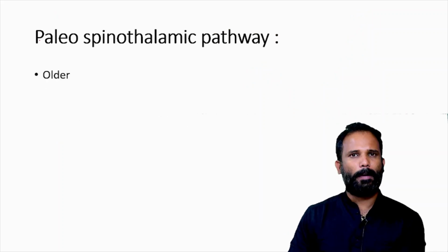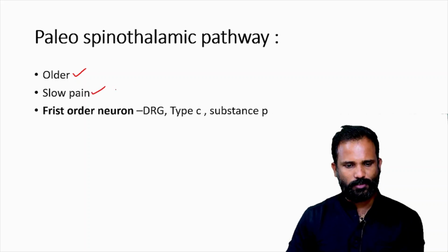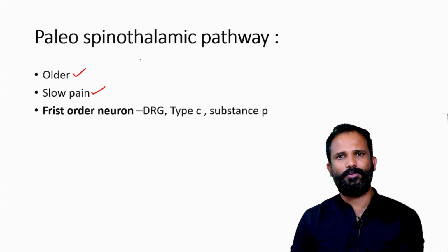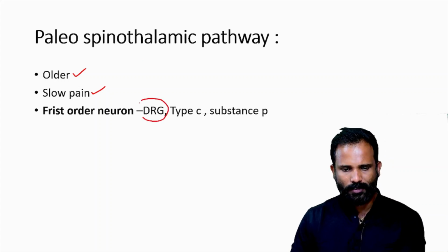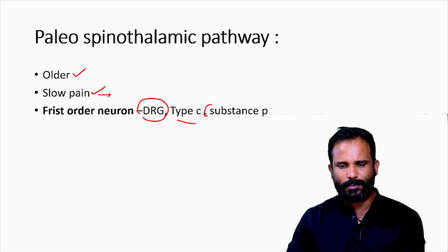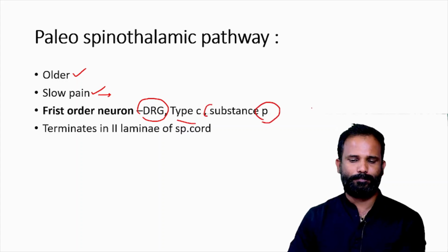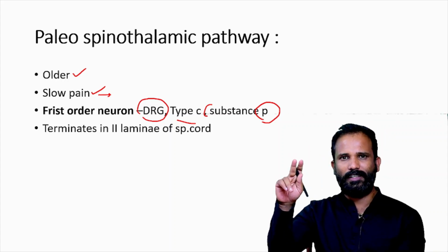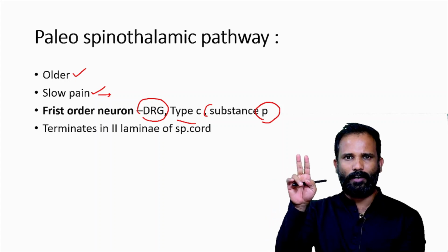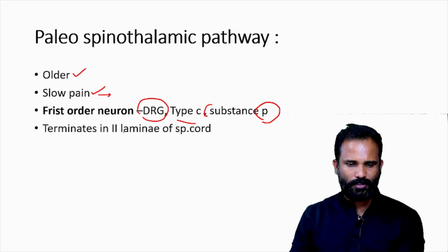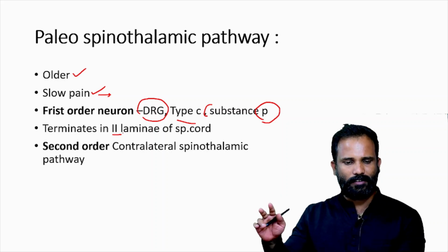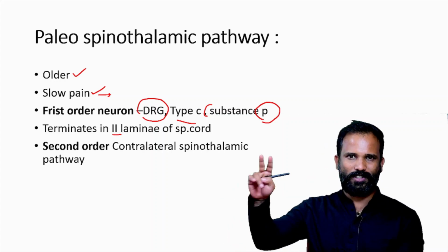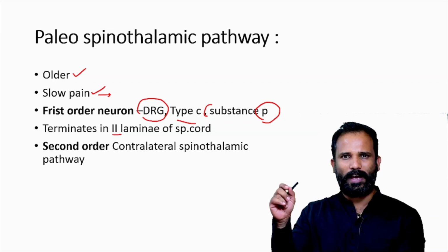So paleo means phylogenetically it is the older pain system and it carries slow pain. The first order neuron is the dorsal root ganglion. We already mentioned the slow pain is carried by type C fibers and the neurotransmitter released is substance P. The first order neuron will end in lamina 2 of the dorsal gray horn, and from there the second order starts, which crosses to the opposite side and forms the contralateral spinothalamic pathway.